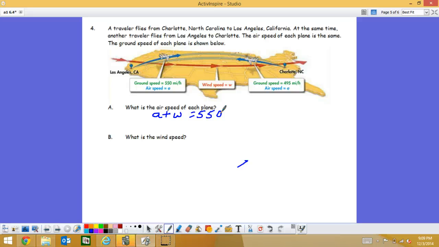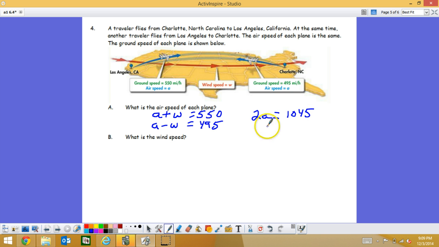Now, our second plane going from Charlotte to Los Angeles is flying into the wind. So the wind is slowing the plane down. That's why we subtract the W there. And the actual ground speed of that plane is 495 miles per hour. Now, this is a perfect one for elimination, because when we add these two equations together, the W's eliminate, and we get 2A is equal to 1,045.